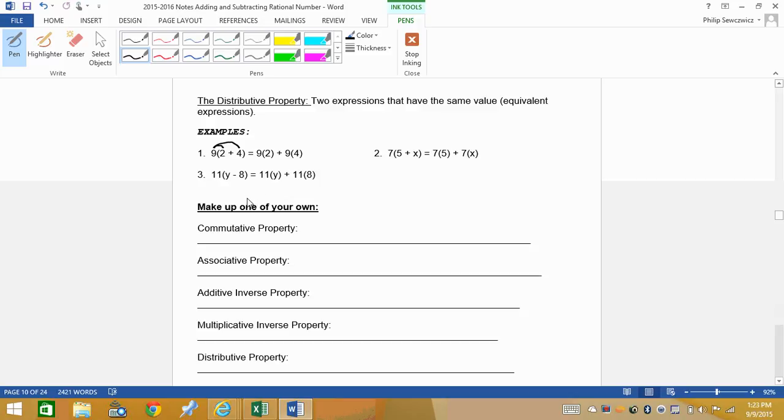I know, dramatic, huh? Remember, a number up against parentheses means to multiply. But wait, there are two numbers inside the parentheses, so we have to multiply to both of them. This is the same as doing 9 times 2, and then plus 9 times 4.